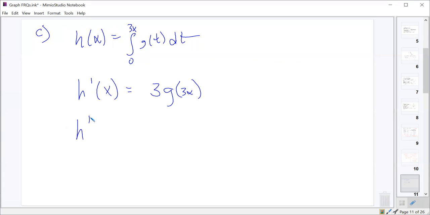And we want to evaluate that, I believe, at negative pi over 3. If that's wrong, somebody tell me. But I'm going to move forward, assuming that's what it was. So now we're looking for g of negative pi. So we have 3g of negative pi and g of negative pi.